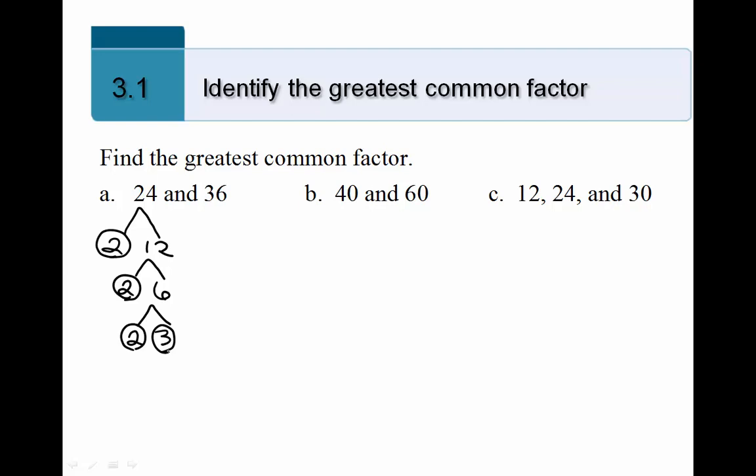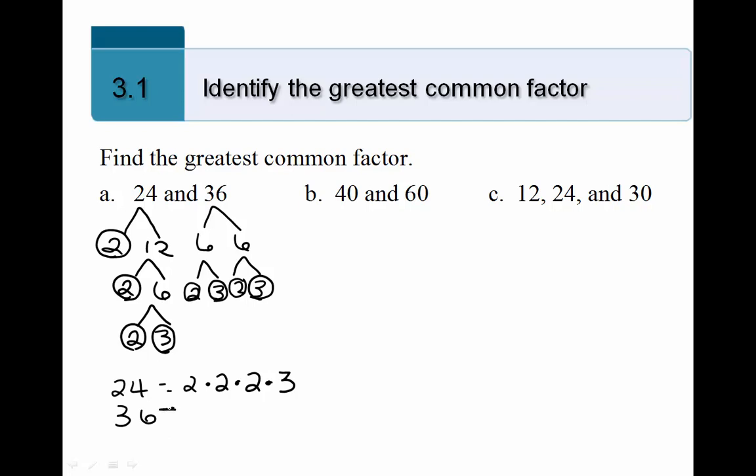I'll do the same for 36. We know 6 times 6 is 36. We'll break each of those 6's down: 2 multiplied by 3 is 6, 2 multiplied by 3 is 6. So my prime factorization for 24 is equal to 2 multiplied by 2 multiplied by 2 multiplied by 3. 36 is equal to 2 multiplied by 2 multiplied by 3 multiplied by 3.